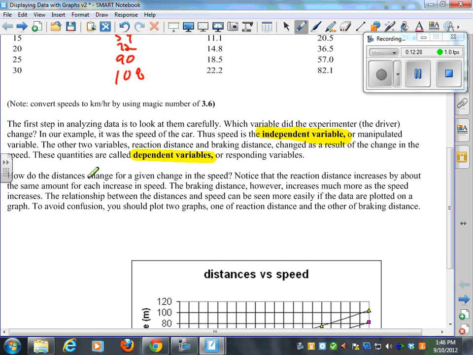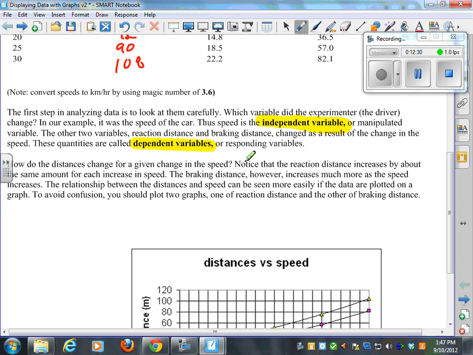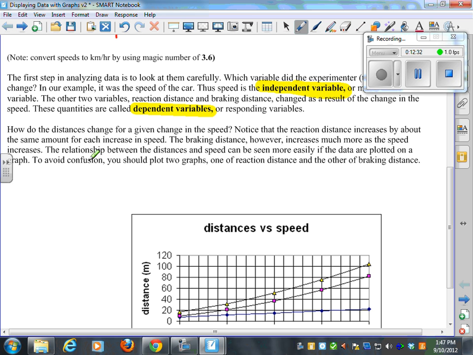Okay, so how do the distances change for a given change in speed? Notice that reaction distance increases by about the same amount, as Connor noted, for each increase in speed. The braking distance, however, increases much more as the speed increases. The relationship between the distances and speed can be seen more easily if the data are plotted on a graph. To avoid confusion, we should plot two graphs, one of reaction distance and the other of braking distance, which I conveniently have done for you.